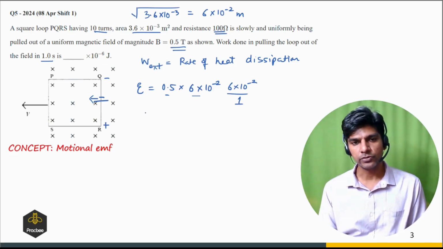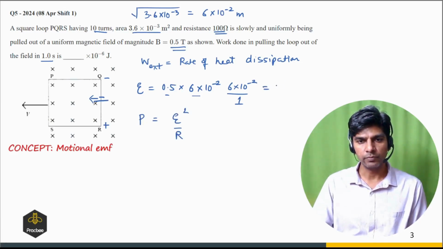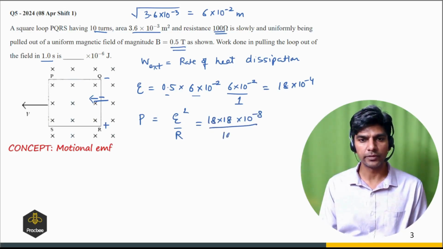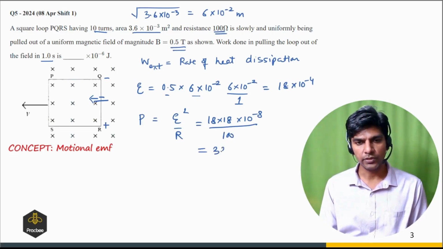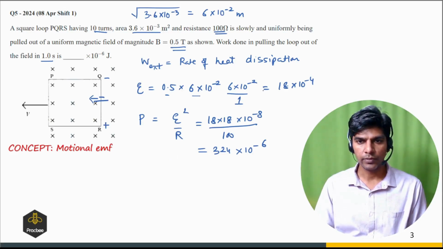and resistance is also given, so we can say the power dissipation will be E square by R. So let me simplify this, so that will be 18 into 10 raised to minus 4. So square of that, 18 times 10 raised to minus 8 divided by the resistance, which is 100. So this comes out to be 324 times 10 raised to minus 6. 324, okay, let me again check, minus 4.